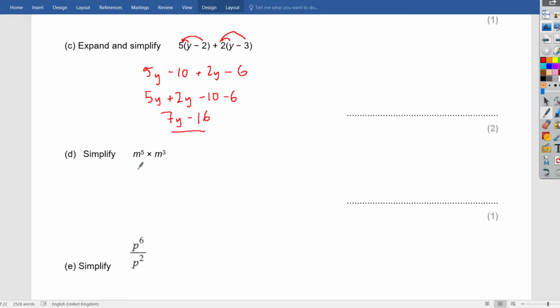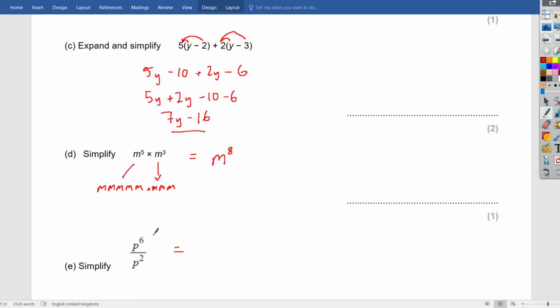Very simple simplifying here on D, m to the power 5 times m cubed. You simply just add the powers, keep the base the same. So 5 plus 3 is 8. The reason being is we've got m to the power 5, so you've got m times m times m times m times m, and timesing it by 3 of those, cubed, m times m times m. So when you've got all these together, you've got 8 m's, so m to the power 8.